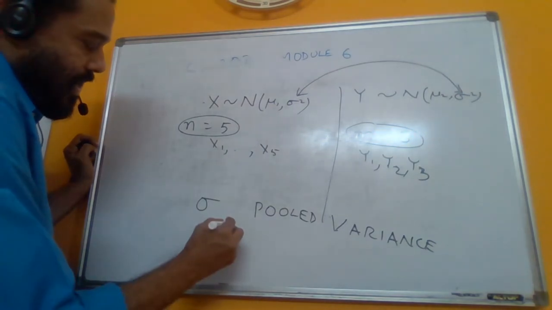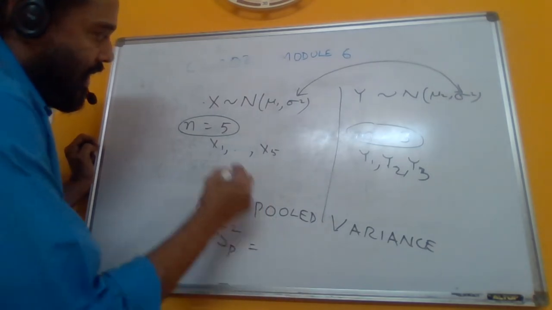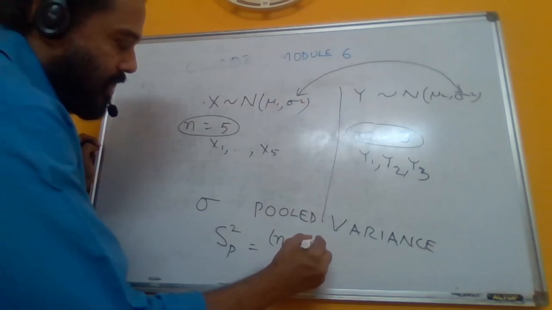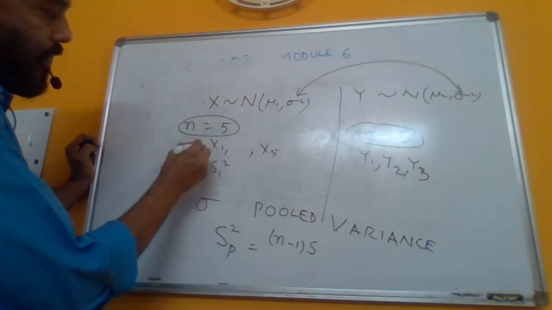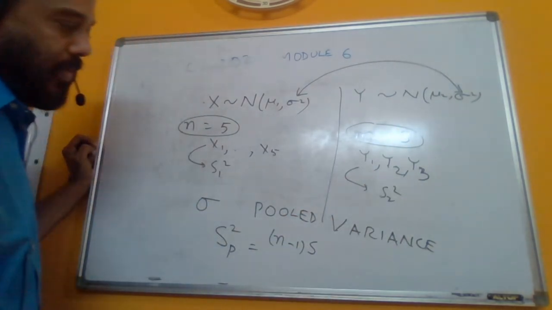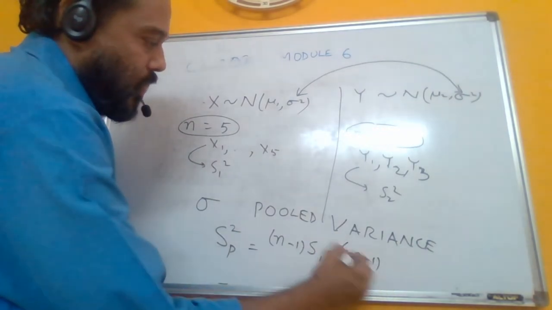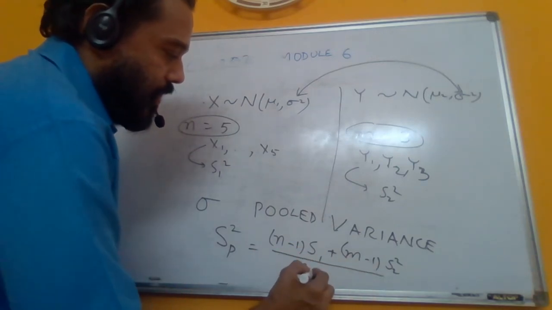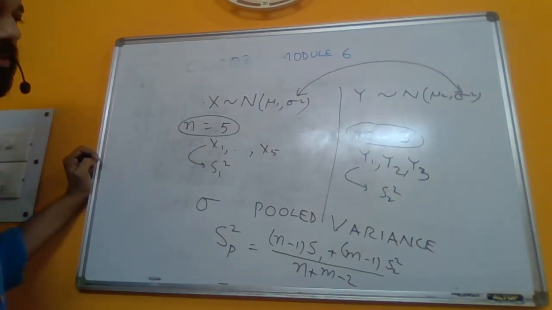I will show you that. We had seen that SP square was, if these are n over here, n minus 1 times S1 square, the sample variance of these samples, plus m minus 1 into S2 square, the sample variance over here, divided by the degrees of freedom, which was n plus m minus 2. So it's an extremely straightforward problem.